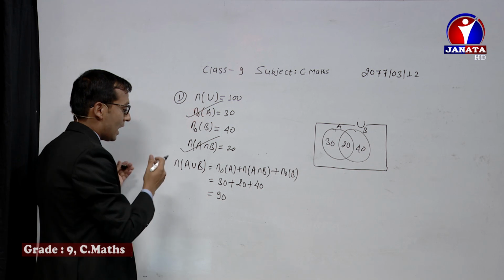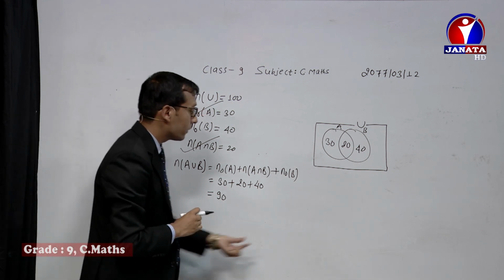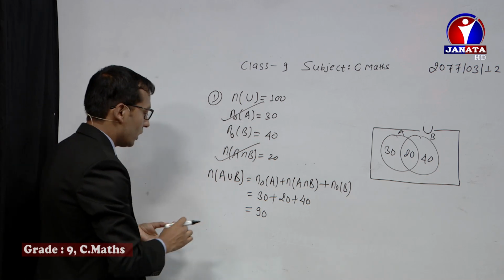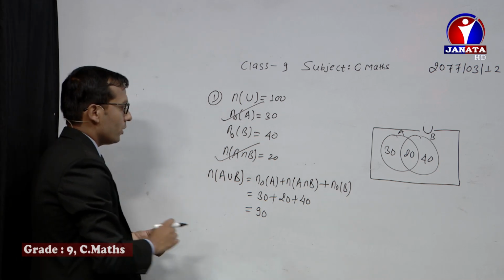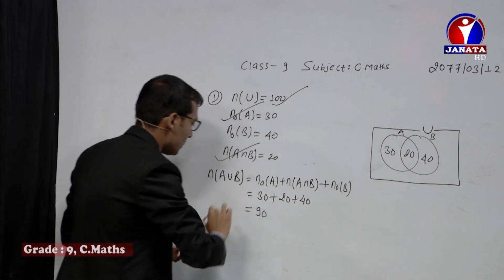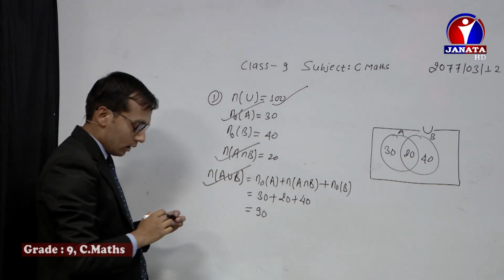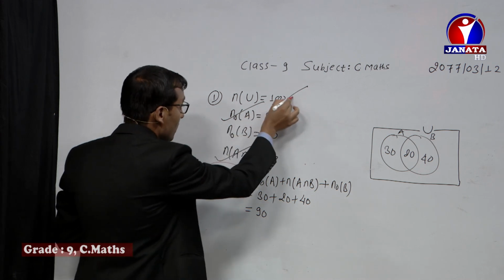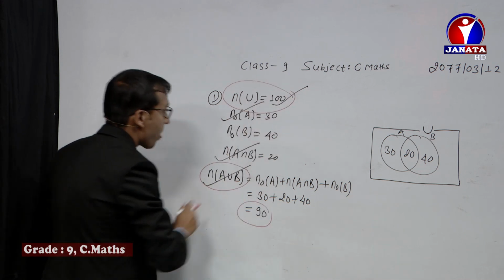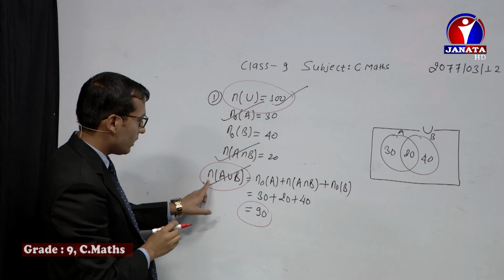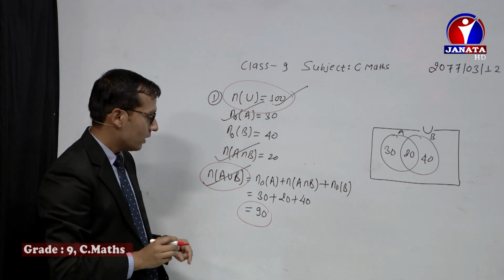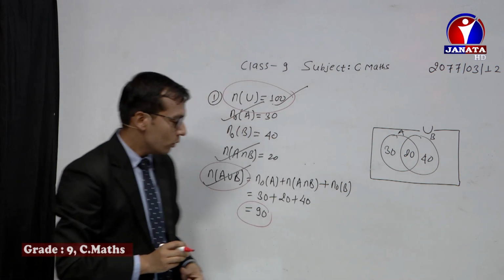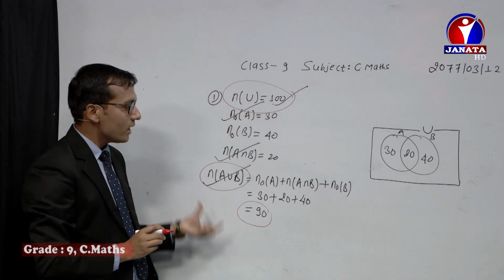Now I'm looking for the value of the complement. We can find the complement using n of U and n of A union B. If we just take these two pieces of information, n of U is 100 and n of A union B is 90, we can find the value of the complement of the two sets. So let's find out now what the complement is.